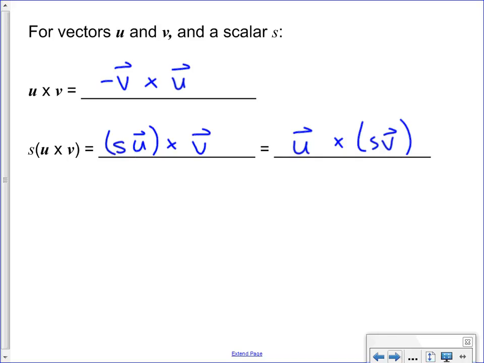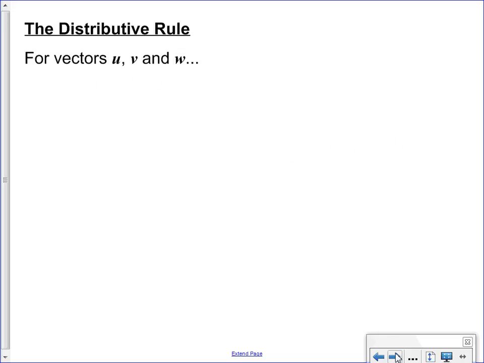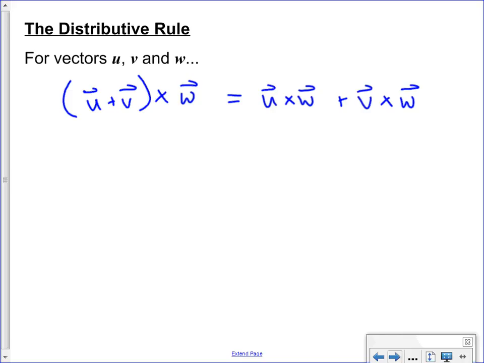All right, distributive rule. Here we go. For vectors u, v, and w, if you have u plus v, and then you're crossing it with some vector w, distributing each thing, you can do u cross w plus v cross w. So, pretty simple rules.